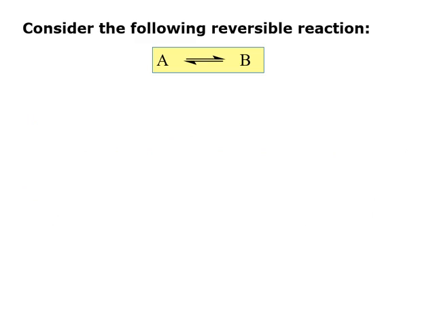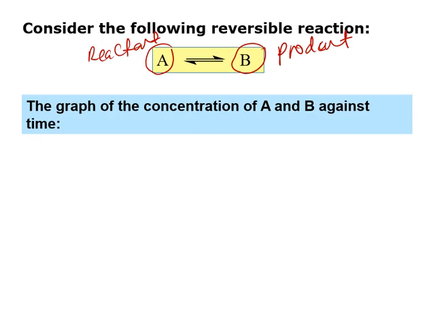Okay, so consider the following reversible reaction. A produces B. Once B forms, B will form A. So, A is the reactant initially, while B is the product formed after the reaction proceeds. Okay, so the graph of the concentration of A and B against time. That means in this graph, the y-axis refers to the concentration of A and B. Time is the x-axis.